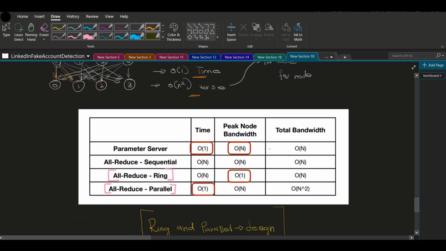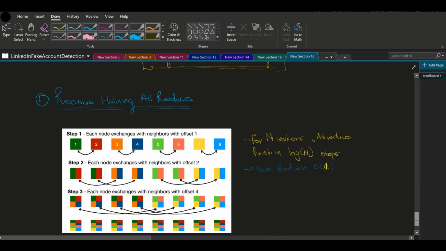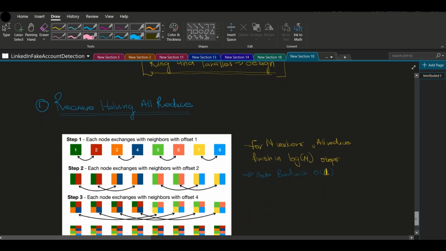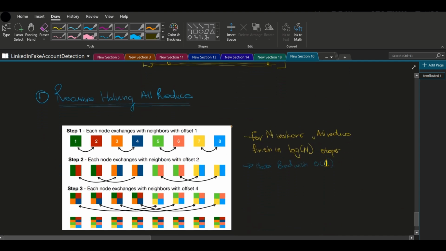So the point here is, can we again come up with a mechanism? Can we combine the advantages of these techniques that we explained? Can we maybe combine all reduce ring to get the advantage of bandwidth? Can we combine the all reduce parallel to get the advantage of time, or something like that? We can, and we're going to use the recursive halving all reduce.